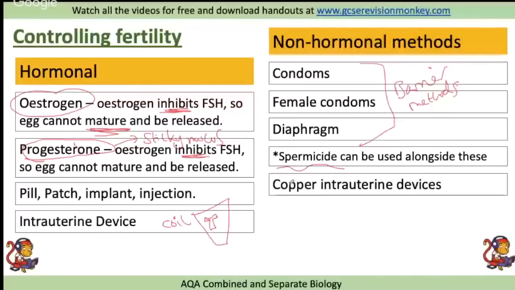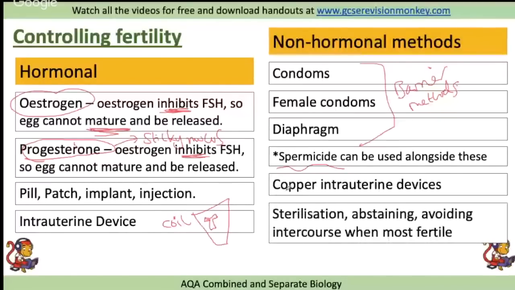There are also permanent methods, such as sterilization, that you could use for the male or the female. Abstaining, which is avoiding intercourse, or avoiding intercourse when you're going to be most fertile. So avoiding intercourse around that day 14 when the egg's released will help.